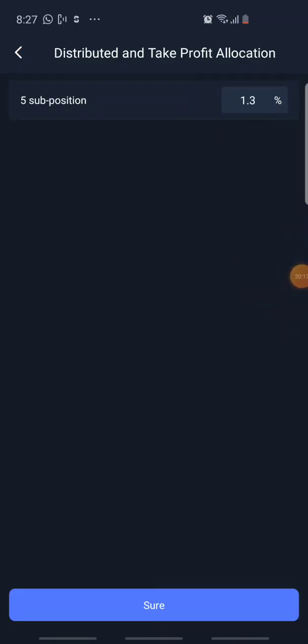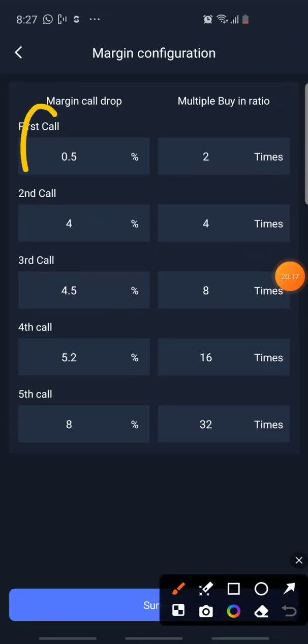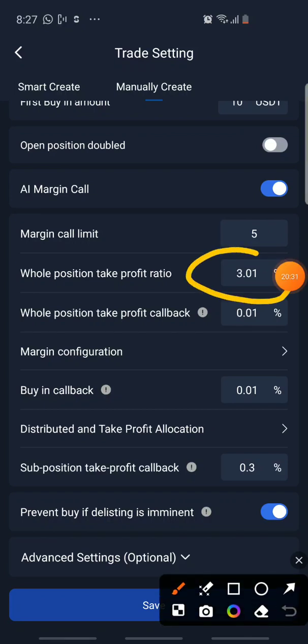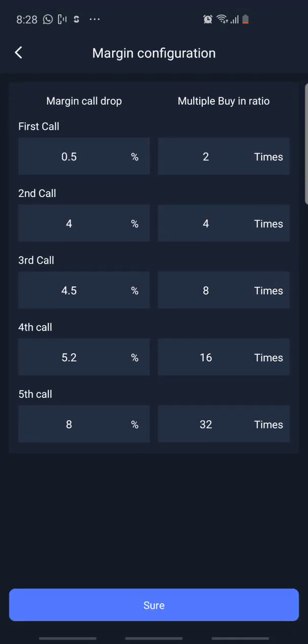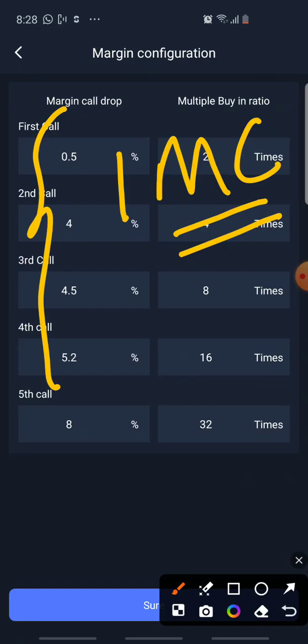What does it mean? Going back to margin configurations, these first 4 margin calls sell at once. They are bought at different prices, but they sell at once, at this common take profit, the whole position take profit ratio. So we said that they are in whole warehouse mode. The first 4 margin calls sell at once, so we take them as if it is one margin call.